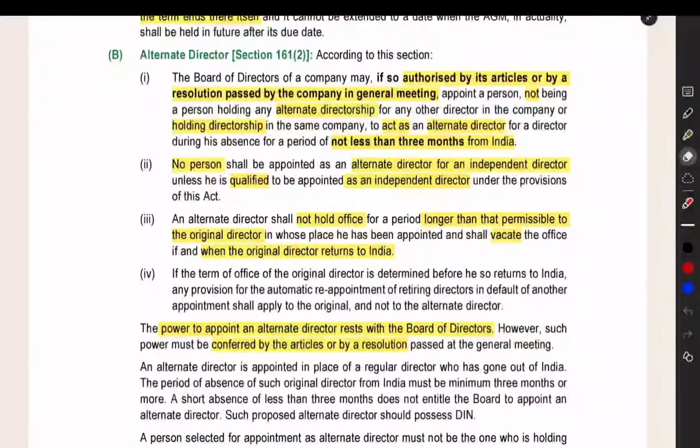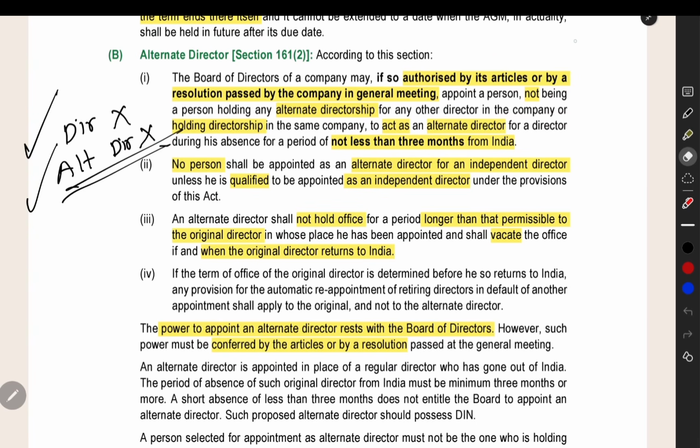Next thing is the alternate director. If one of the directors of the board goes out of India, that is, he is absent from India for a period of 3 months or more, then you have to appoint an alternate director in his place. This alternate director will be appointed by the board of directors and not by the original director who is leaving the country. So next, whom can we appoint? We can appoint any person, but he should not already be a director in the same company. He should not already be an alternate director for any other director in the same company. So in the same company, he should not be a director, nor an alternate director. Then such a person we can appoint.